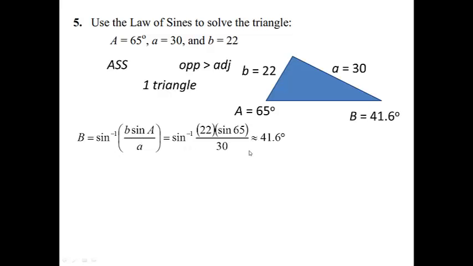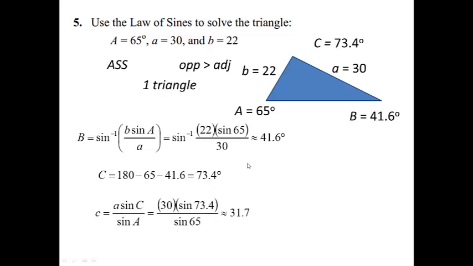Get 41.6, and then this third angle, angle C, it's just going to be 180 minus the other two, 73.4. And then the other side, using law of sines one more time, I get 31.7. And just double checking the proportions here, that looks pretty good. All right. The largest angle has to be opposite the largest side. Okay, and the smallest angle has to be across from the smallest side.